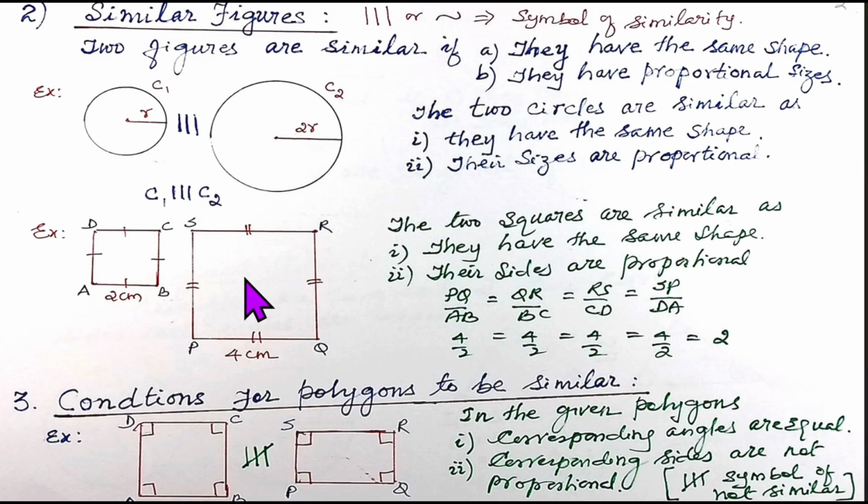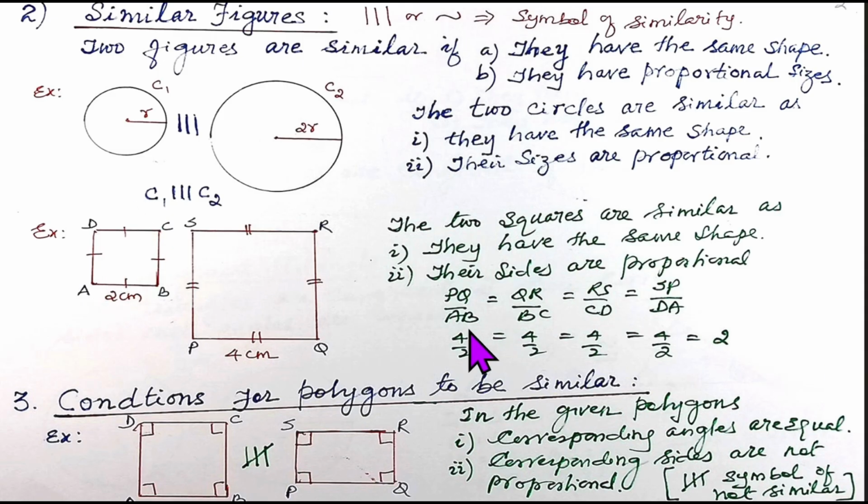Now, the two squares are similar as they have the same shape, but their sides are proportional. That means if I take the ratio of PQ upon AB, that is 4 upon 2, which is 2. So also the side QR divided by BC, side SR divided by CD, and side PS divided by AD have the same ratio 2.